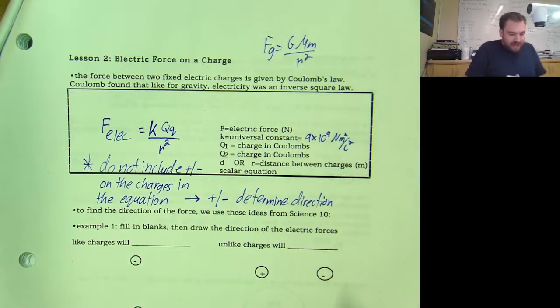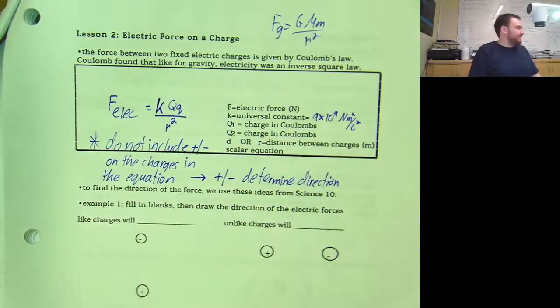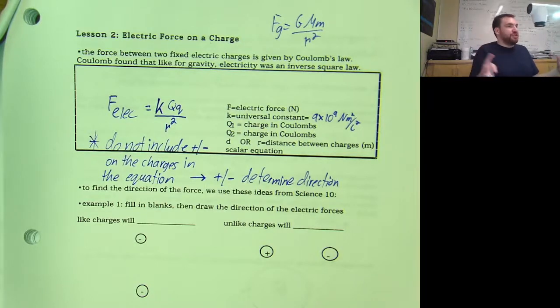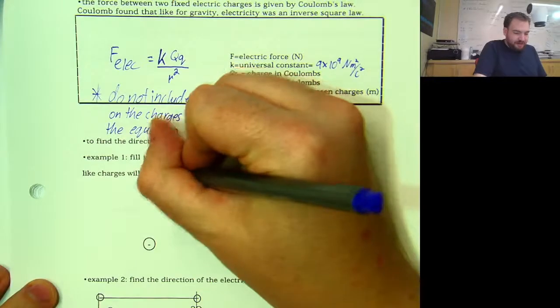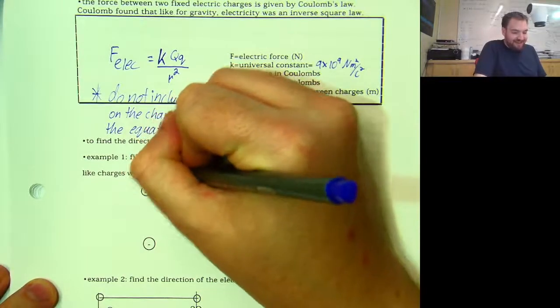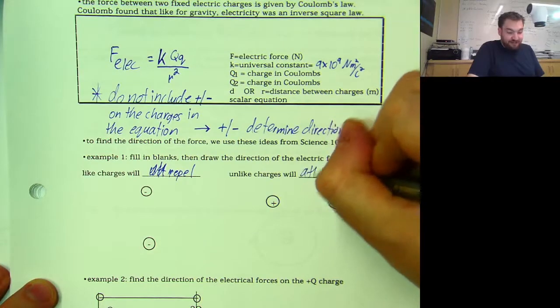Cool. So here we go. To find the direction of the force, we use the ideas from Science 10. Used to be in Science 10. Now I'm pretty sure it's in Science 9. Maybe back into middle school. Opposite charges attract. Like charges repel. So we're going to fill in the blanks to draw the direction of the charges. Like charges will attract. We said that already. Nope. I lied. They repel. Unlike charges attract each other.